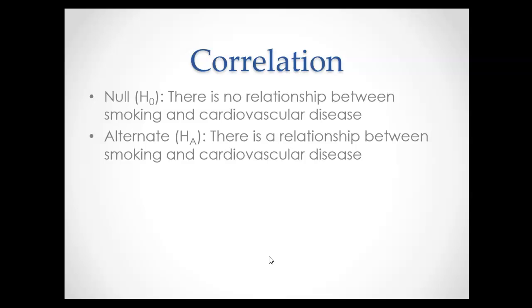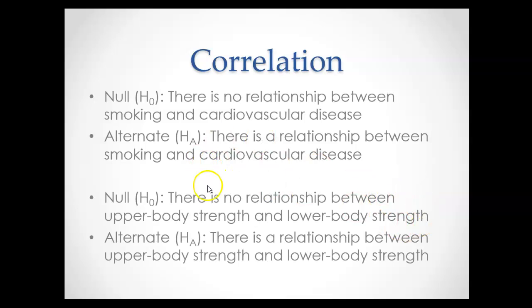This is an example of a research hypothesis where we might use a correlation as a statistical test. So let's say that we wanted to understand the relationship between smoking and cardiovascular disease. A refresher, the null hypothesis would be there is no relationship between smoking and cardiovascular disease. And the alternate hypothesis, which you would see more in research, is that there is a relationship between smoking and cardiovascular disease. Another example might be there is no relationship between upper body strength and lower body strength, and there is a relationship between upper body strength and lower body strength. So those would be two different research questions.